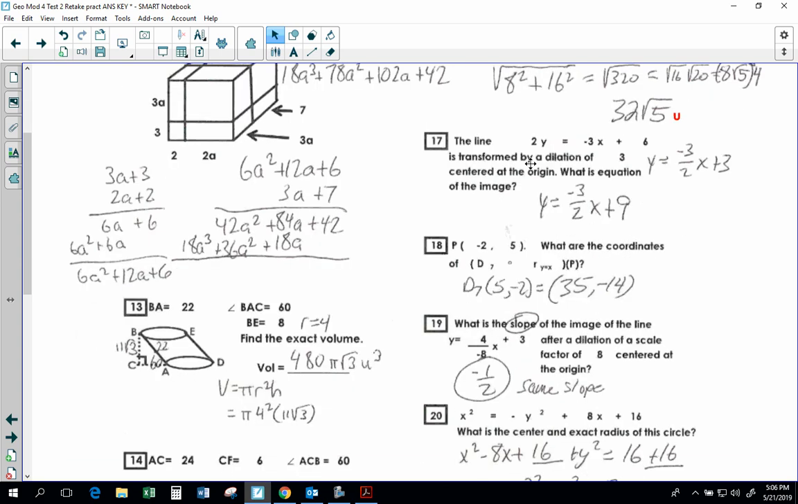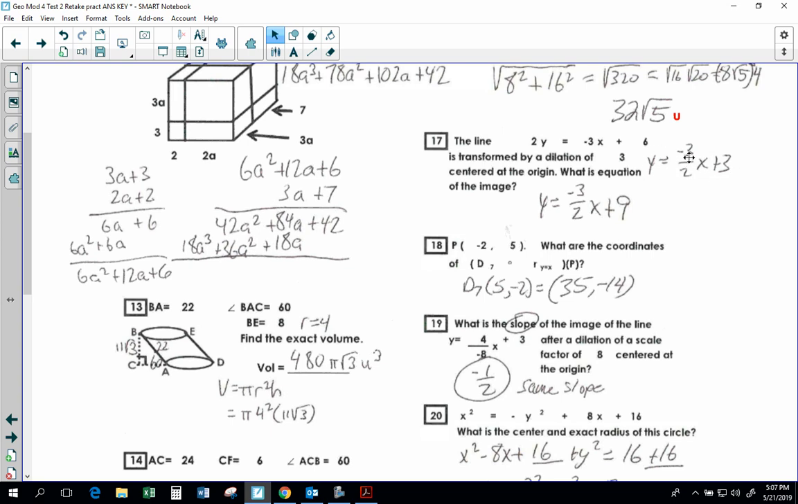All right, 17. The line 2y equals negative 3x plus 6 is transformed by a dilation of 3, centered at the origin. What's the equation of the image? Well, the one thing you need to remember here is that the slope does not change. Right now, the slope is not negative 3, as some people thought. You have to first solve for y to get the slope. So you divide each term by 2, and you get y equals negative 3 halves x plus 3.